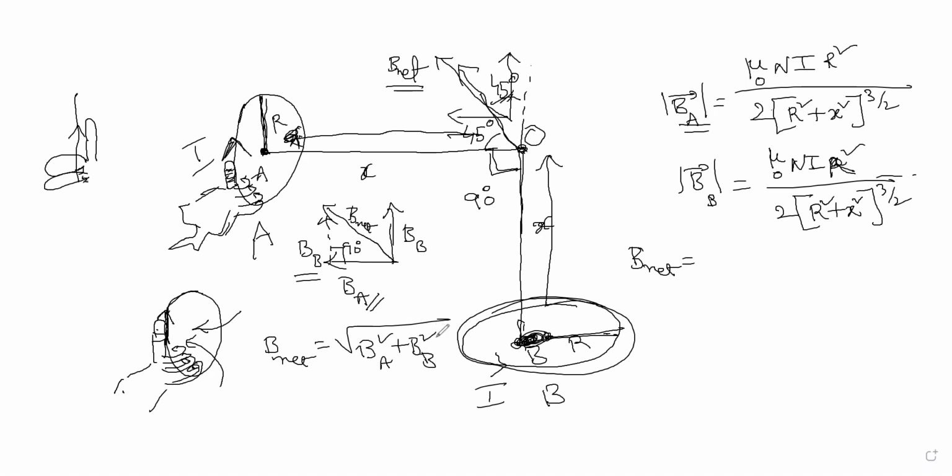Magnitude wise both are the same, right? Magnitude wise both are the same. So B net happens to be B root 2. Just multiply this factor with root 2. That's all you have to do.